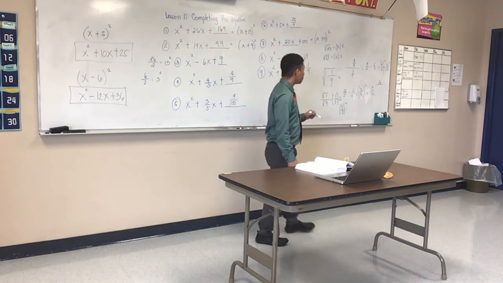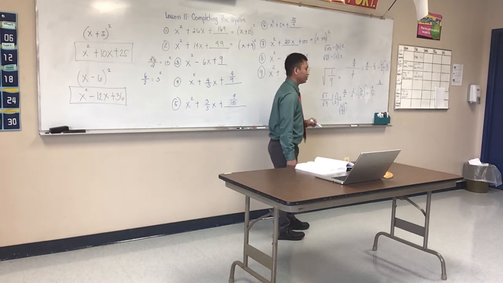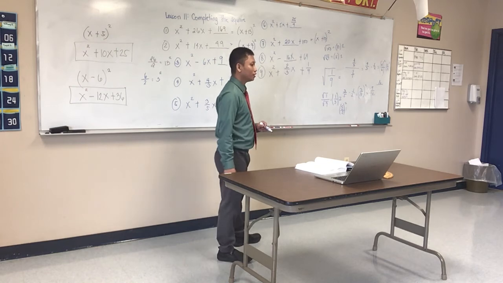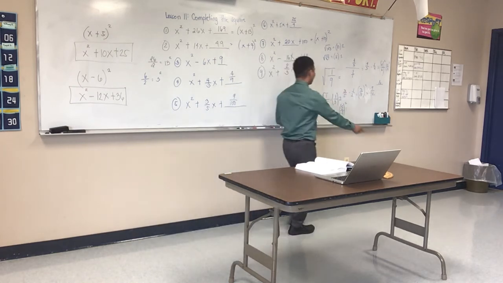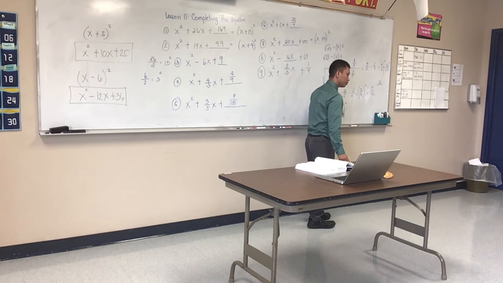2/3. That's 2/3x. You're not going to multiply 1 times 2, 2 times 3. It's just 2 times 1. This is 2 over 1. 2 times 1. Okay.